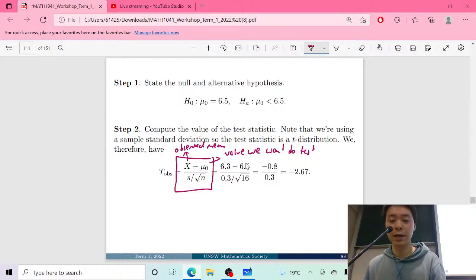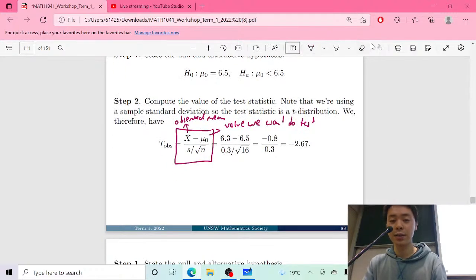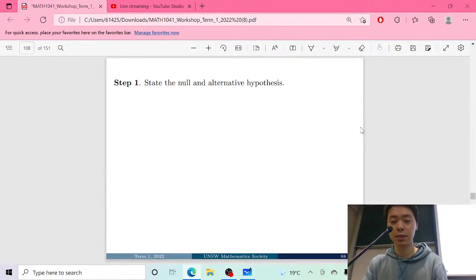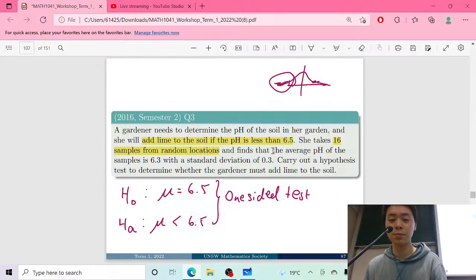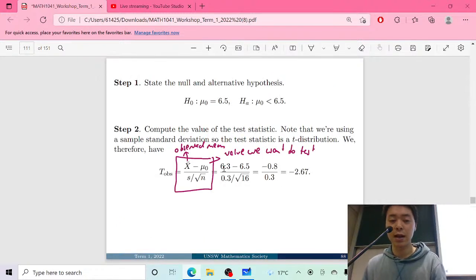So if we plug everything in, the observed mean that we had was 6.3. So you could find this by going back to the question. Remember that she observed an average pH of 6.3. So that's going to be the observed mean that we want to use, minus the value we want to test, divided by the standard deviation here. And then all of these values we already know. So we can just plug everything in, and then we get this value here, which is minus 2.67. Does that make sense? Cool.